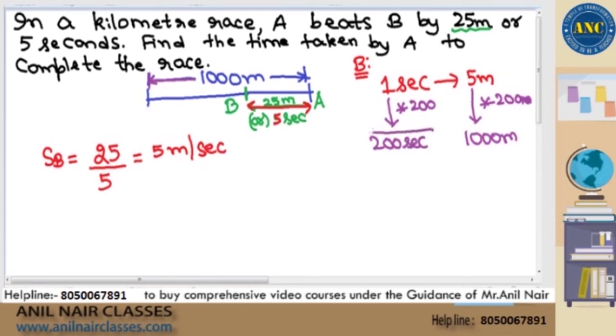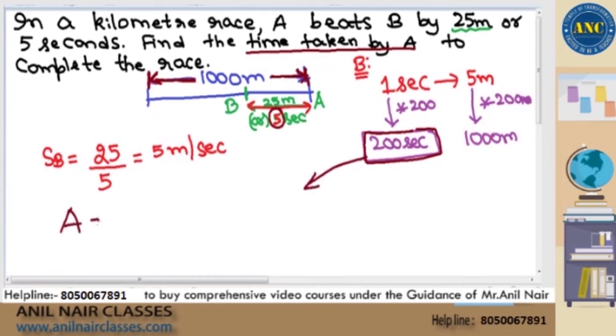That means now think logically. Question says find the time taken by A to complete the race. That means to complete the entire race of 1000 meters, how much time is A taking? According to the question, B is taking 200 seconds. B will take 200 seconds to reach the destination from the starting point. But A has reached the destination 5 seconds before B itself. That means if B is taking 200 seconds, A will take 5 seconds less than 200 seconds.